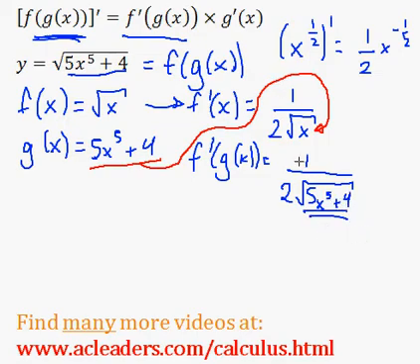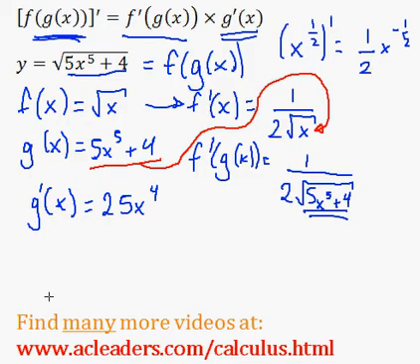Great. Now, we just need g prime of x. We can multiply it by f prime g of x, and we're done. So g prime of x will just be the derivative of 5x to the 5 plus 4. And using the power rule, 5 times 5, 25. X to the power of 5 minus 1, 4.